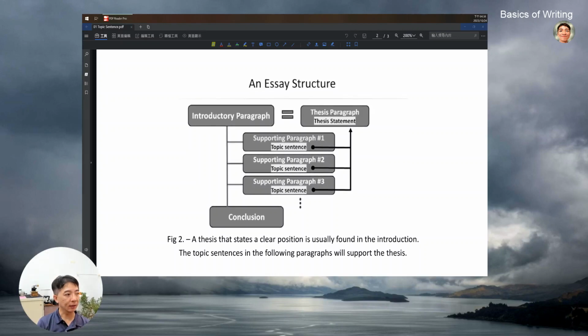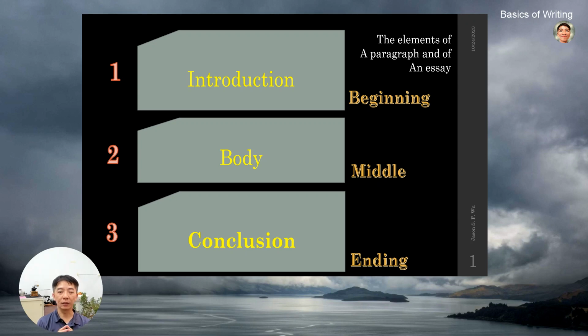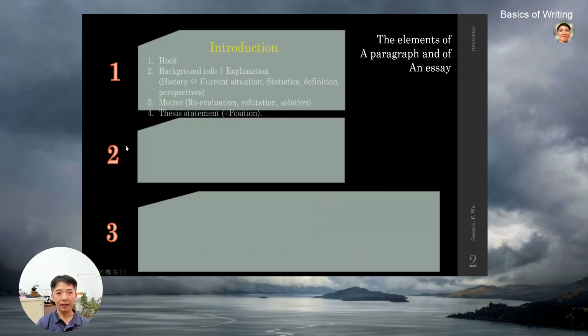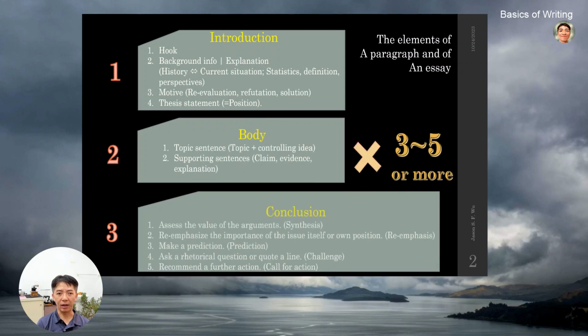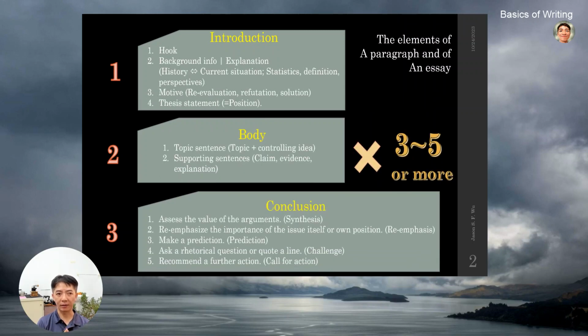So let's take a look at the structure of a paragraph and an article. Now this is usually the three major elements of an essay. You have an introduction, you have body, and you have a conclusion, right? And in the introduction, you may have several elements. We don't have time to talk about that. But usually you will have the thesis statement, right?